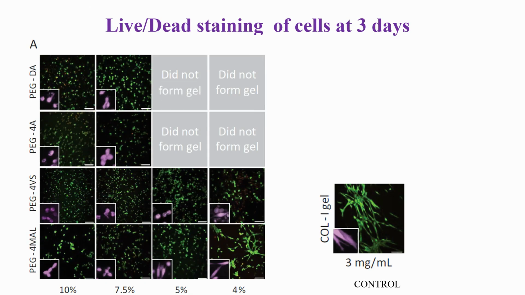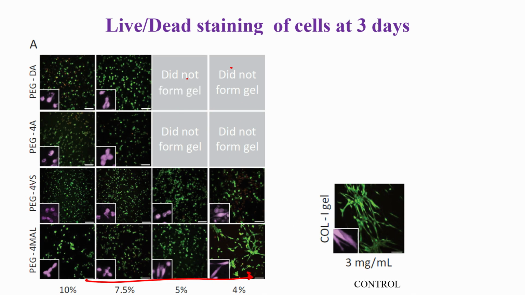And so, then they went ahead and encapsulated some cells for 3 days, and here is the data for that. What we are looking at now is, in the row direction, each condition, and the bottommost is the PEG 4 mal. On this column you are seeing what percentage gel was used, from 10 to 4%. What you see here is that the PEG DA does not really form gel at the 5 and the 4%, as was shown before, and the same is the case with the PEG 4A.